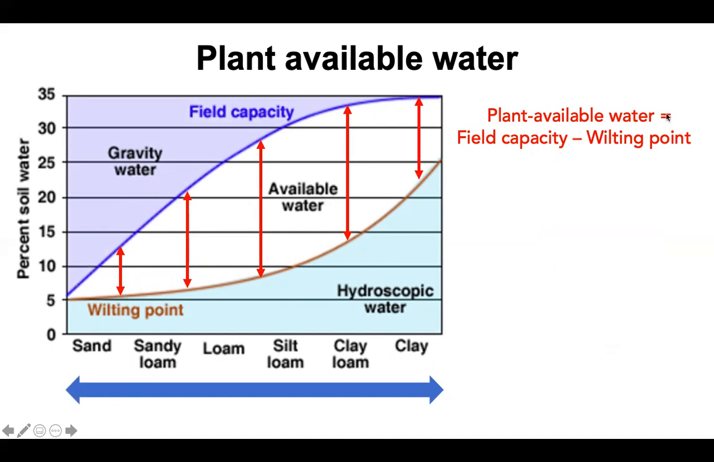Now, that amount of plant available water differs by soil texture. So here we have this gradient of soil texture. We have sand, which would be the coarser soil, and then down at this end we have clay, which is the finest grained soil, and we have our loams in the middle here, of course.